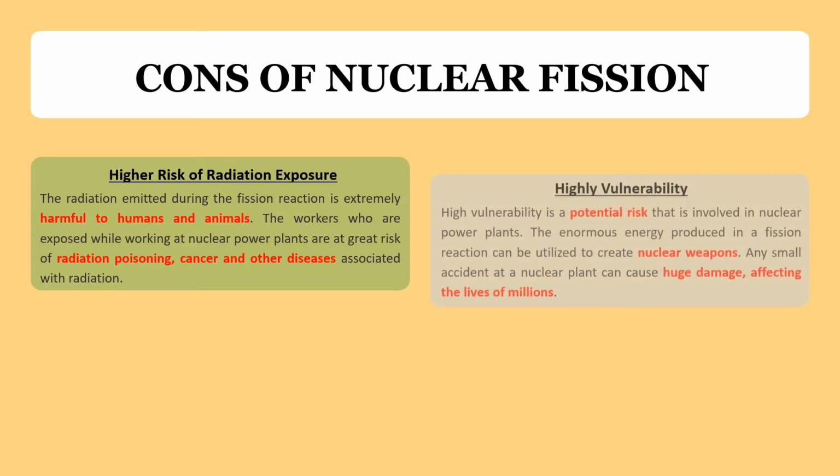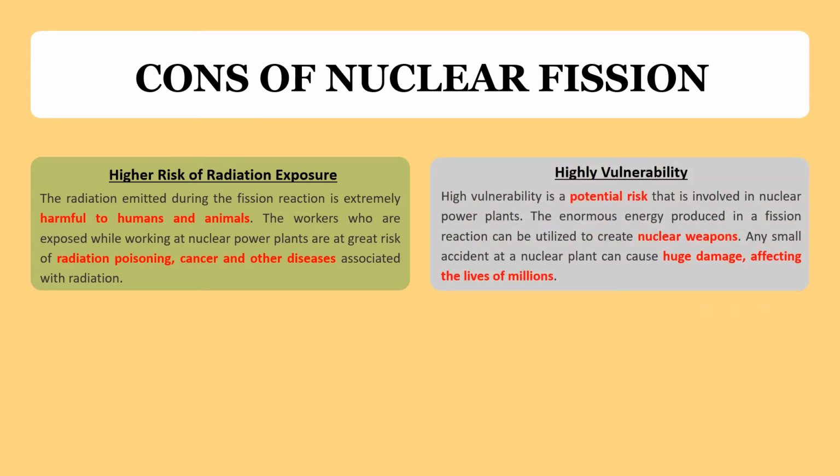The second one is high vulnerability. High vulnerability is a potential risk that is involved in nuclear power plants. The enormous energy produced in a fission reaction can be utilized to create nuclear weapons. Any small accident at a nuclear plant can cause huge damage, affecting the lives of millions.